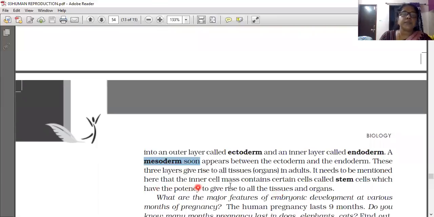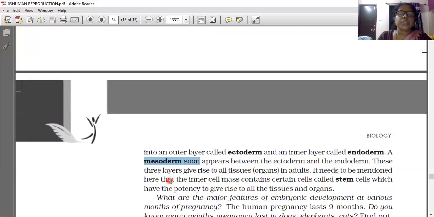These three layers give rise to all tissues in adults. All organs of our grown-up body, or of babies, develop from these three: the ectoderm, endoderm, and the mesoderm.